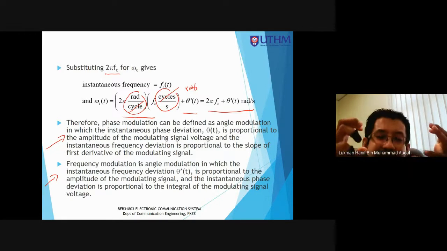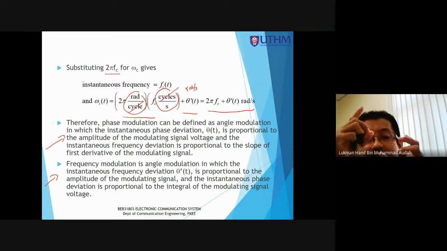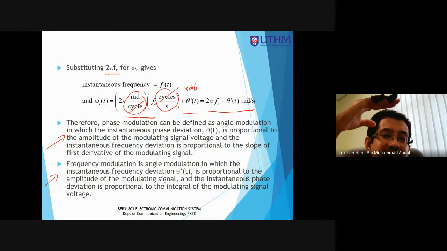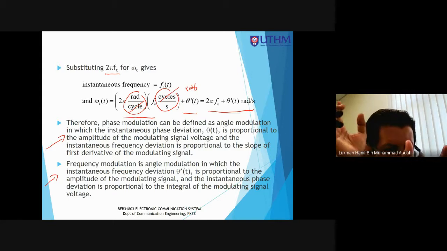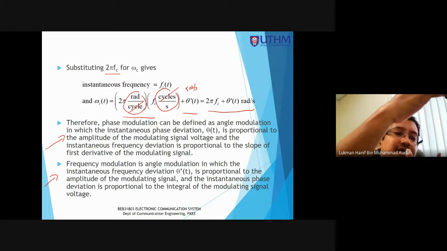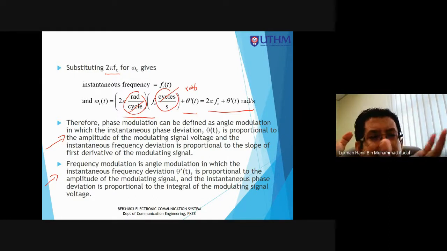Kita tak dapat nak bezakan sebenarnya gelombang FM dan juga gelombang PM kerana bentuknya sama, lebih kurang sama. Nanti kita akan lihat. Kita hanya boleh membezakannya sekiranya kita bandingkan dengan information signal, carrier dan juga output, barulah kita boleh dapat tentukan adakah ini FM, adakah ini PM. Kita hanya boleh melihat secara detail apabila kita buat perbandingan dengan input information signal. Kalau kita buat perbandingan dengan information signal, barulah kita boleh bezakan mana satu FM, mana satu PM. Ini nanti kita akan lihat. Okay.